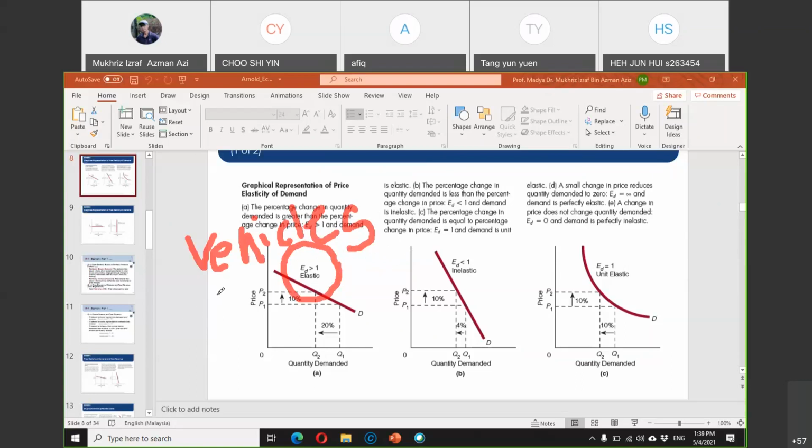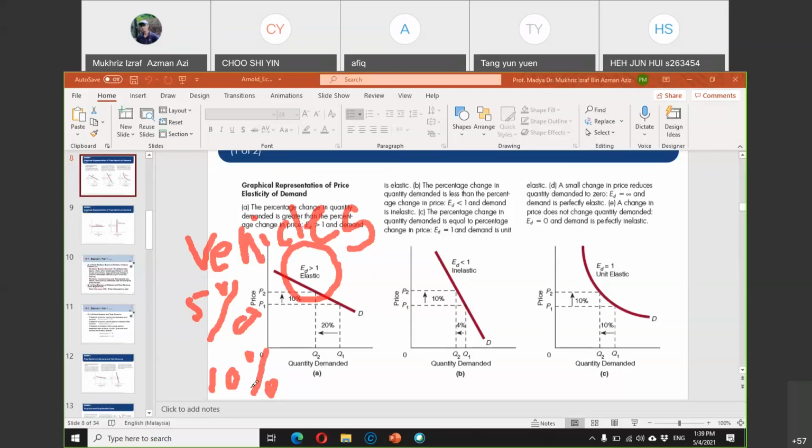So let's say the company Perodua gives a 5% discount on the price of a vehicle of a certain model, let's say the Axia model. After the price drops by 5%, quantity demanded, let's say, increases by 10%. The number of Axia cars sold that month increases by 10%. So price only dropped by 5%, but quantity increased by 10%.